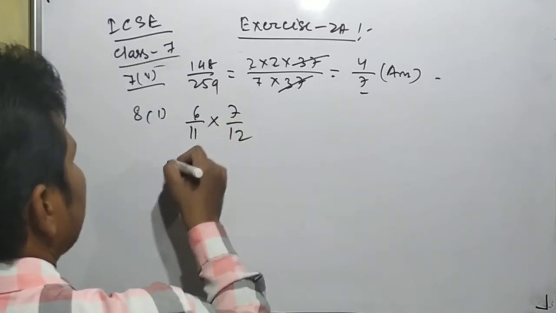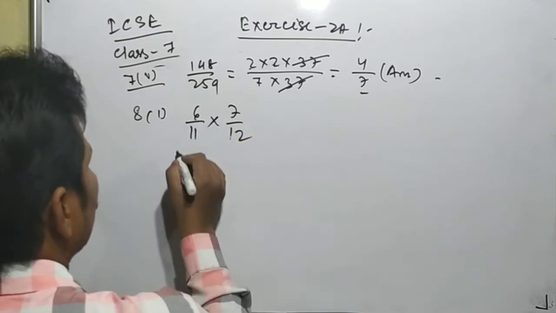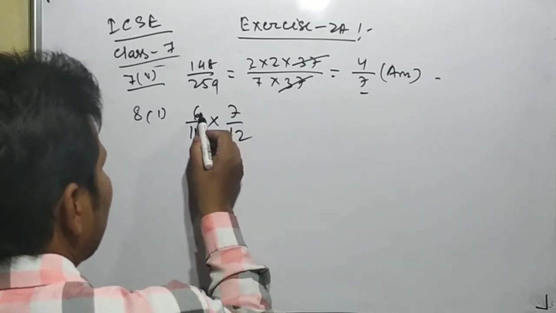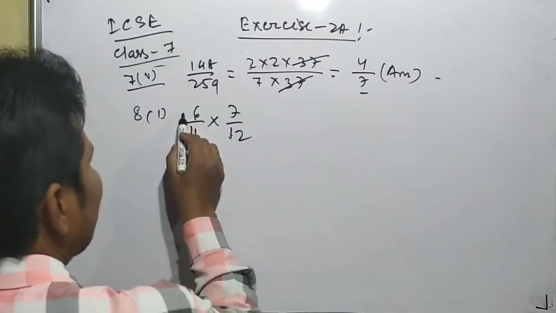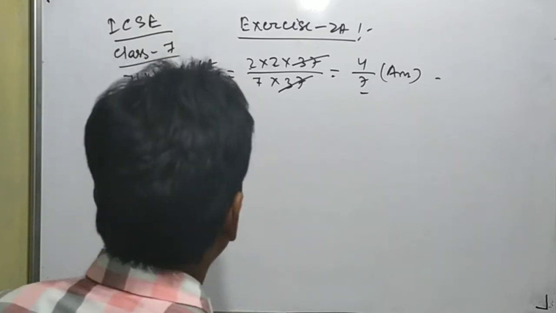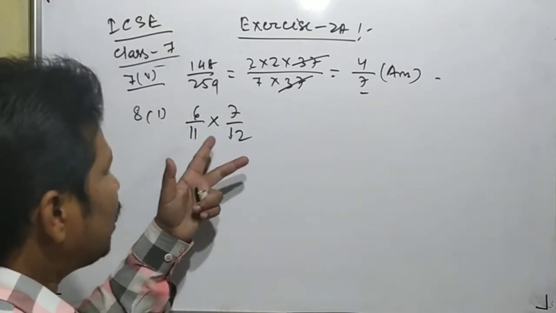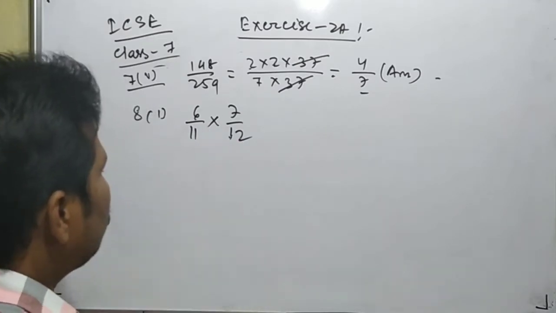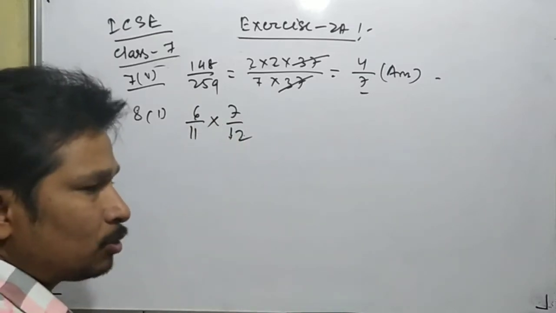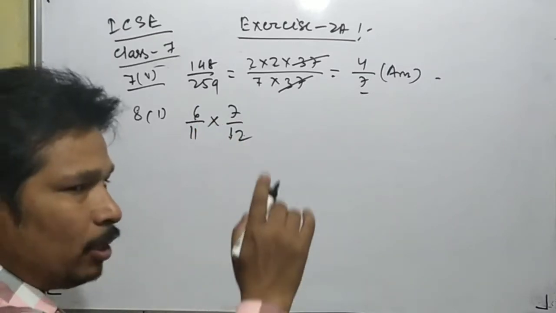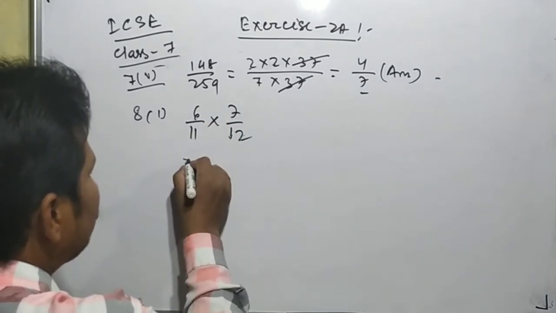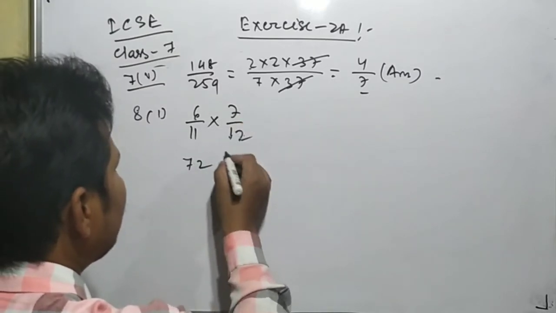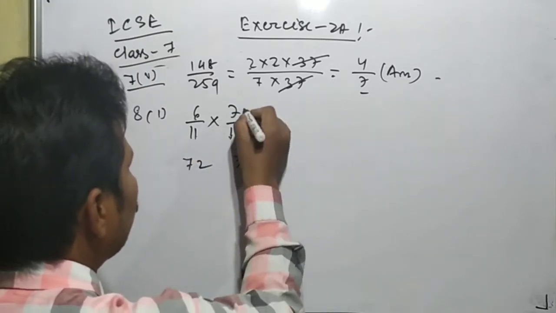Cross multiplication means cross multiplying this 12 into 6, which is the product of the numerator of the first fraction and the denominator of the second fraction. This is known as the cross multiplication method. So multiply 12 and 6 and write the product below the numerator. 12 into 6 equals 72, so write 72 here. Now 11 into 7 equals 77. Write the result 77 below the 7.